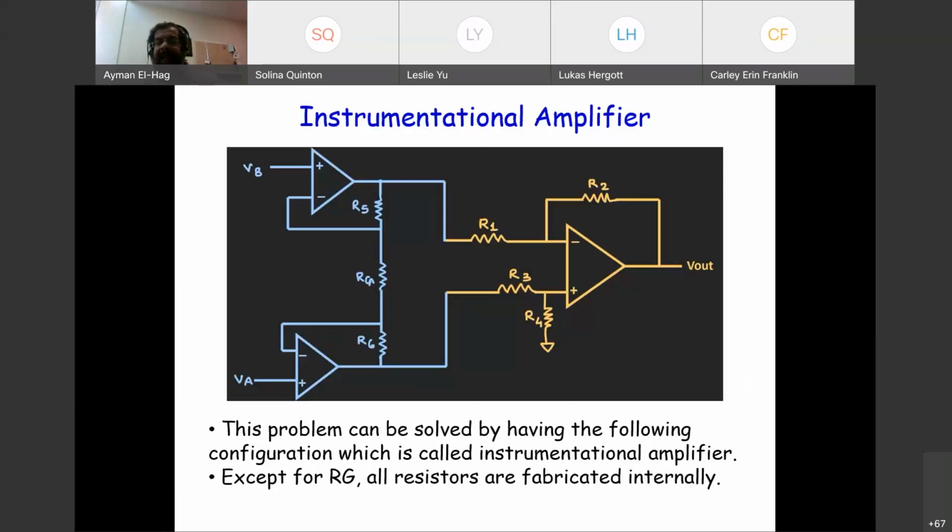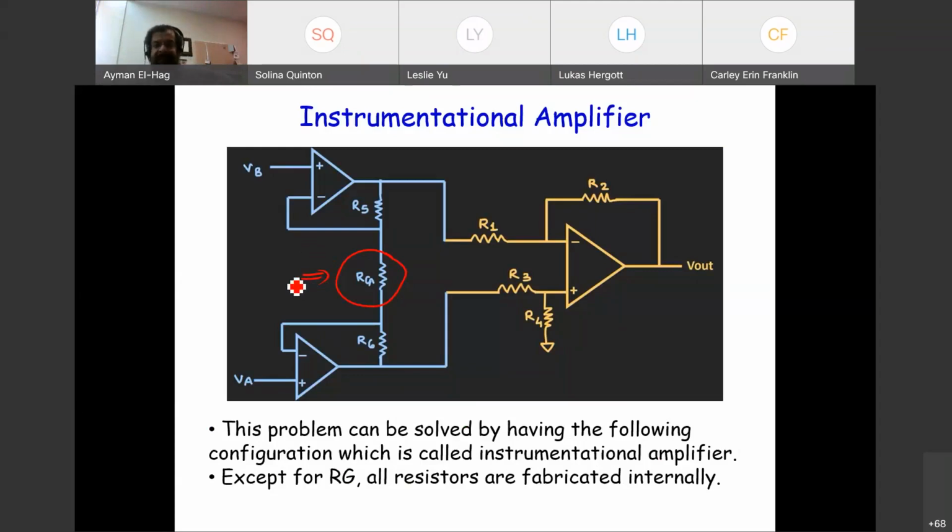And here is how we do the control. This is the last thing in our circuit. So you have your inputs here. This is basically your voltage followers. But here we have R5, R6, and RG. And this RG is externally connected. Everything else is integrated, but RG is externally connected. And RG is the one that we use to control the gain, as we will see.